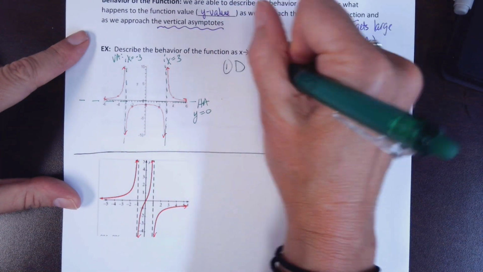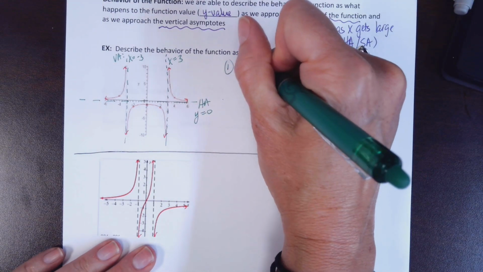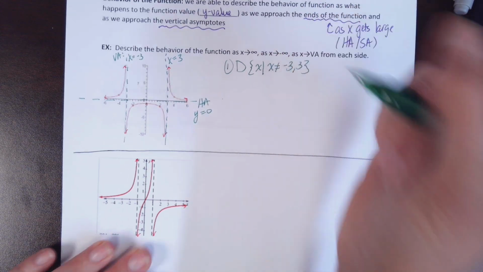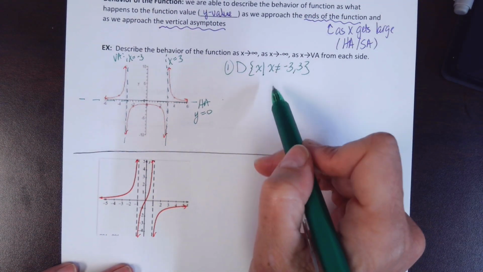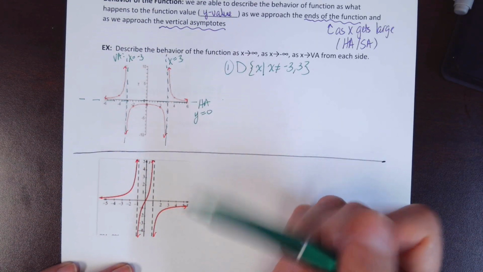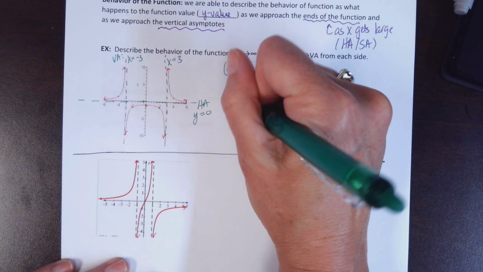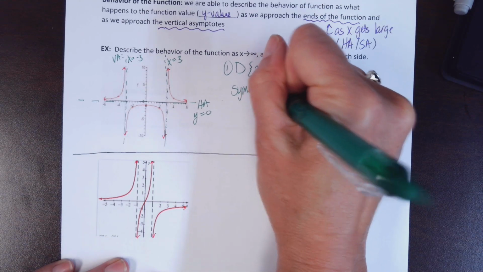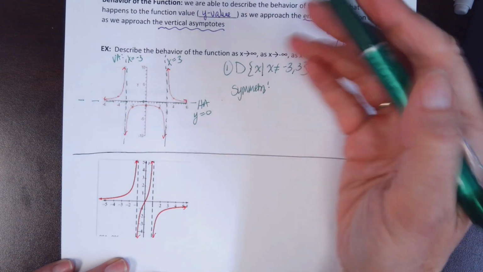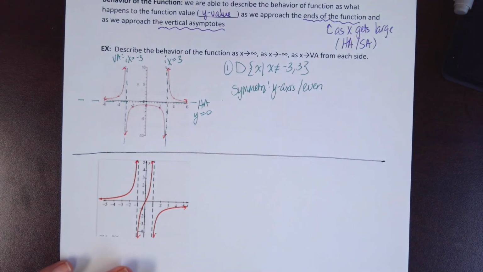So first step, domain. I'm excluding those two values for my vertical asymptotes. So all values of x such that x is not -3 or +3. We have labeled all of our asymptotes, 2 vertical asymptotes, 1 horizontal asymptote. What type of symmetry do you think we have? Well, it's not centered on the origin, but it does look like I could fold it on that y-axis. So we have y-axis symmetry, which means we have an even function.